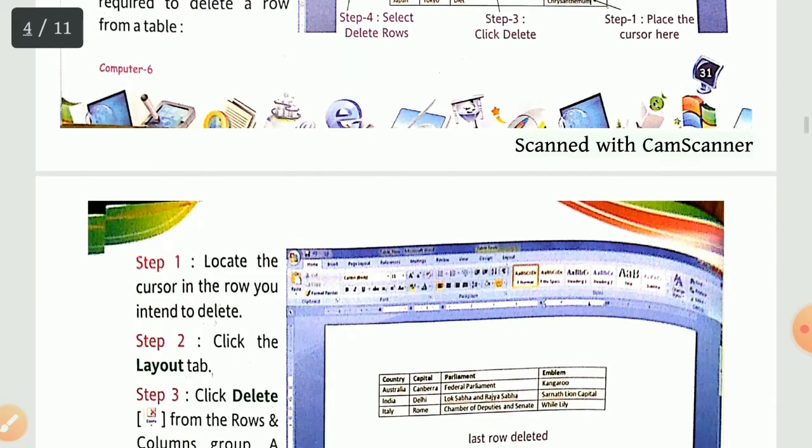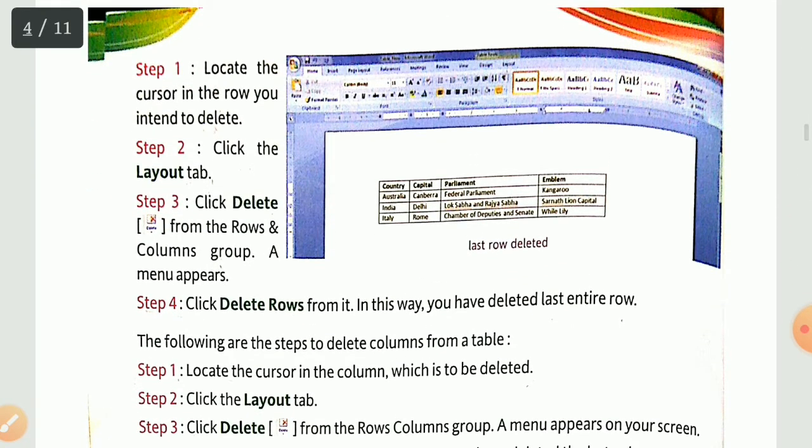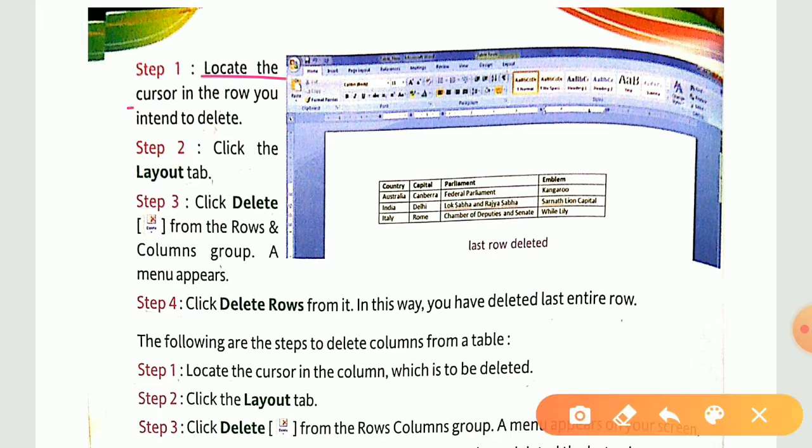Turn to your page number 32. Certain steps we have. See the first one: locate the cursor in the row you intend to delete. You just have to click on the row which you want to be deleted. Step number 2, click on the layout tab. Step number 3, click delete from the rows and column group.